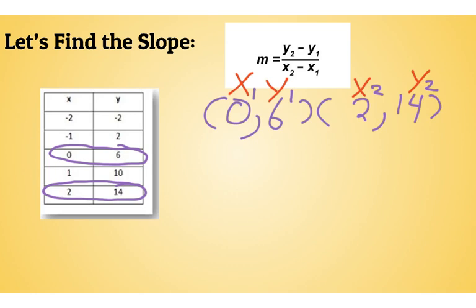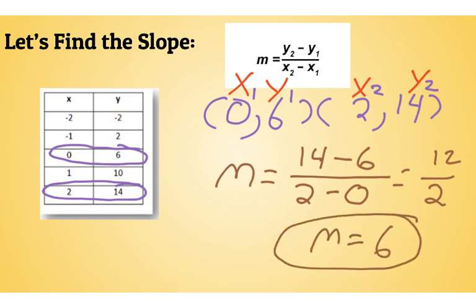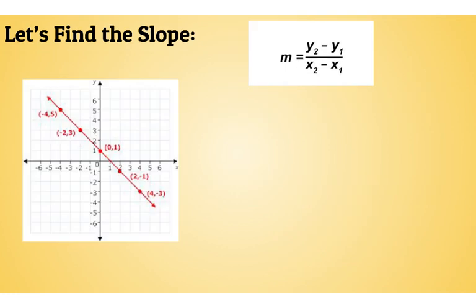Now I can set up my formula. I have m equals y2, which is going to be 14, minus y1, which is 6. And on the bottom, we have x2 minus x1, which is 2 minus 0. And I compute 14 minus 6 is 8... 12 divided by 2 is 6. Our slope is 6.